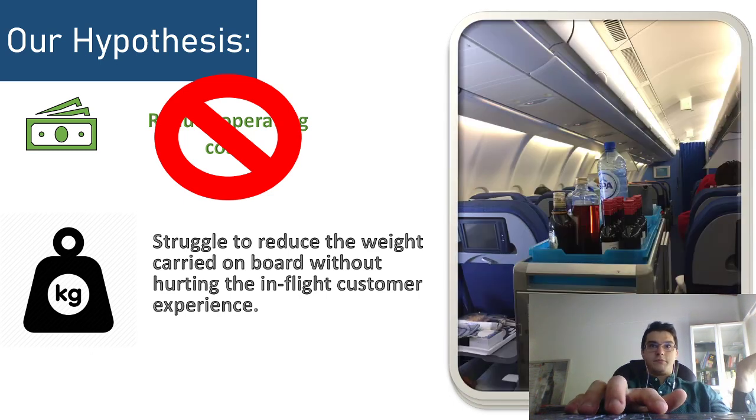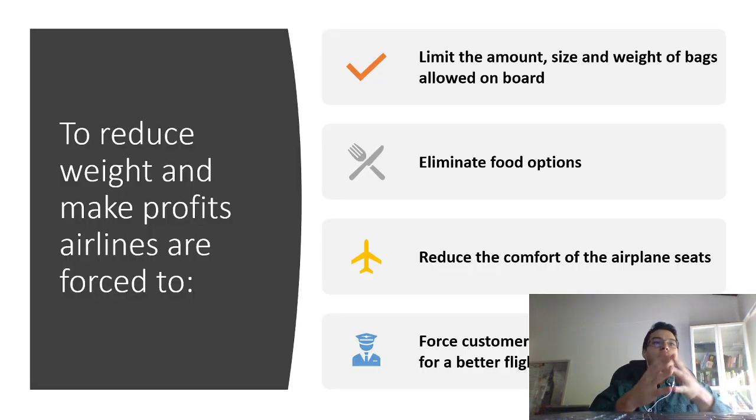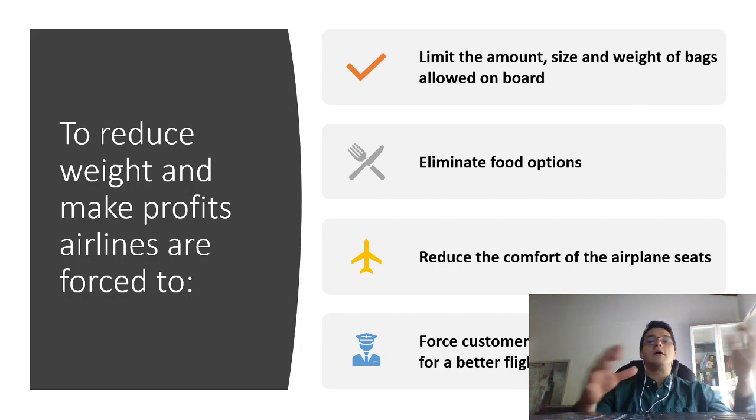So here we just showed some pictures of the problem. As you can see, these carts also have hot contents and glass bottles on top that could fall off in case of turbulence, hurting passengers. This has already happened before. And so, to reduce weight and make profits, airlines are forced to limit the amount, size, and weight of bags allowed on board. They have to eliminate food options. They have to reduce the comfort of the airplane seats. If you're a tall guy like me, the leg room you have available is not very good. And also, it forces customers to pay very high fares for a better flight experience.